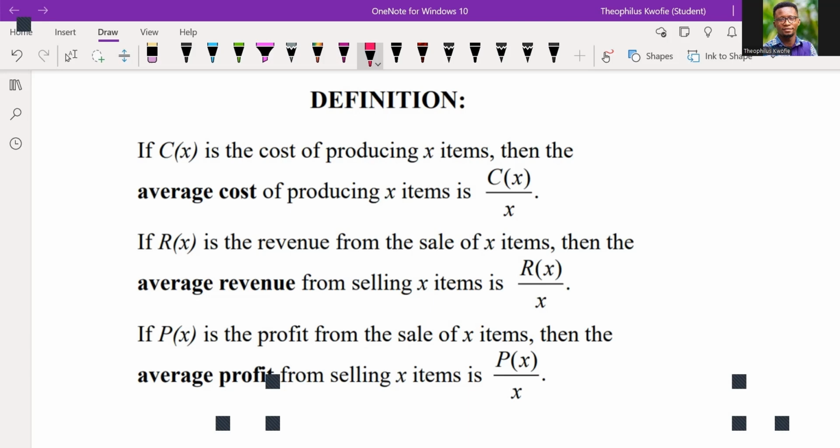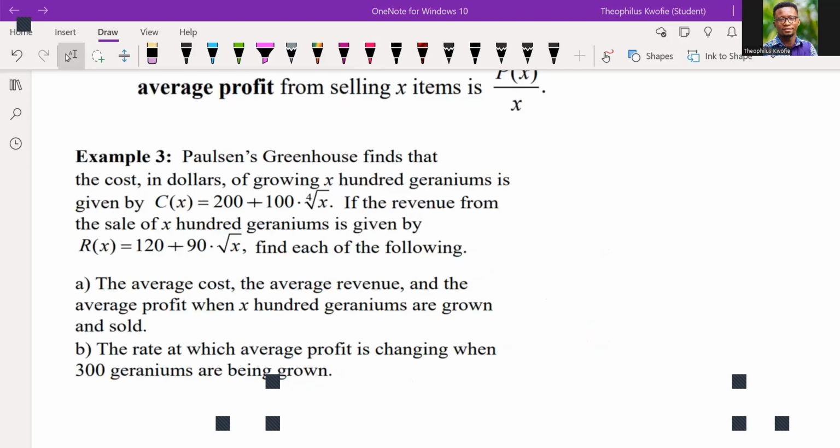Now, if R of x, which is a function, is the revenue from the sale of x items, then the average revenue from selling x items is going to be the revenue function all divided by the number of items that are being produced. And if P of x is the profit from the sale of x items, then the average profit from selling x items is a ratio of the profit to, sorry, the number of items that are being produced. Okay, so let's take note. But then I want us to see how best we can analyze these definitions and make meaning out of them. All right, so let's look at this nice and interesting problem.